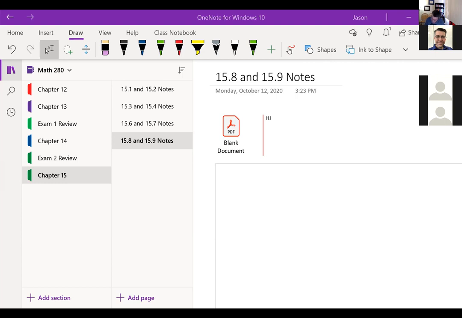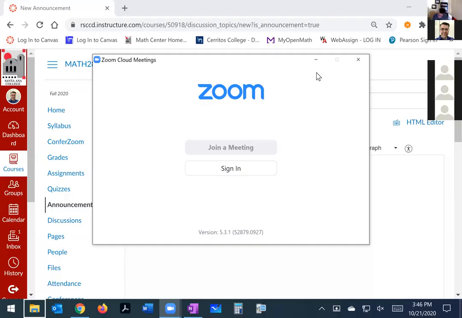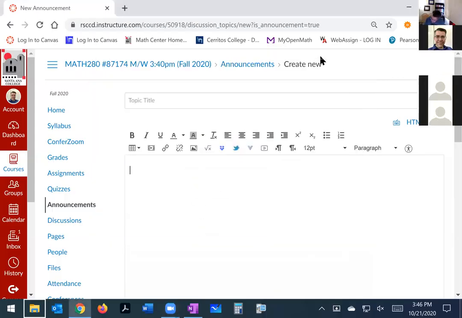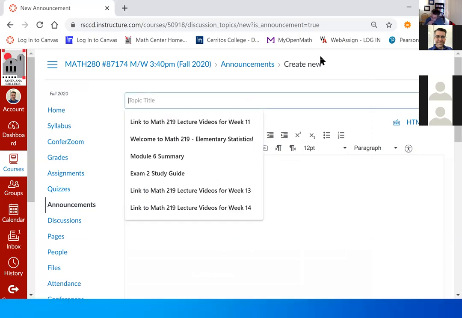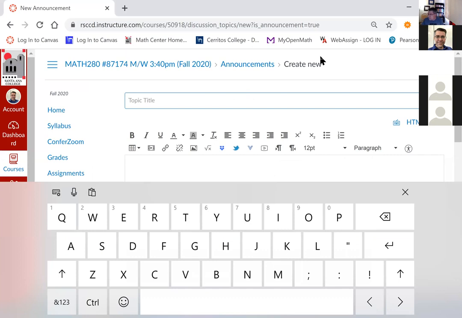Where's my zoomies? Am I not even in? I'm not. Oh, I'm in. Where the heck is the zooms? Stop the sharing. There we go. Let's get rid of that. Okay, so grab my keyboard here. So exam 3.